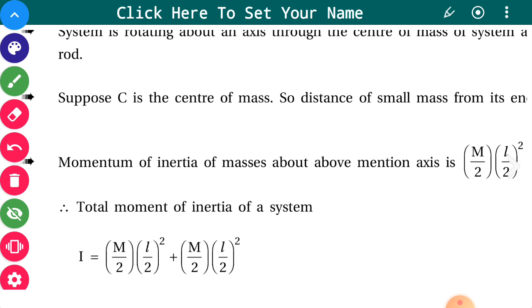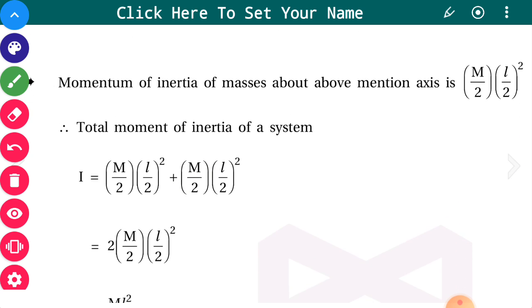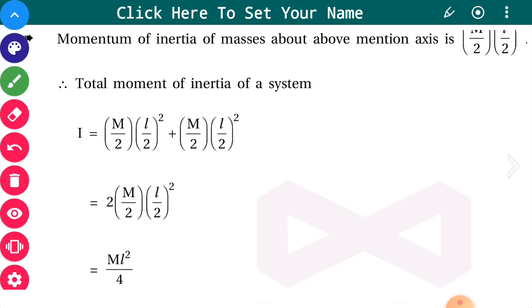Now easily we can simplify. It is 2 times m by 2 into L by 2 square. You can simplify this and get the answer. This 2 will be cancelled out, so it will be m L square by 4.